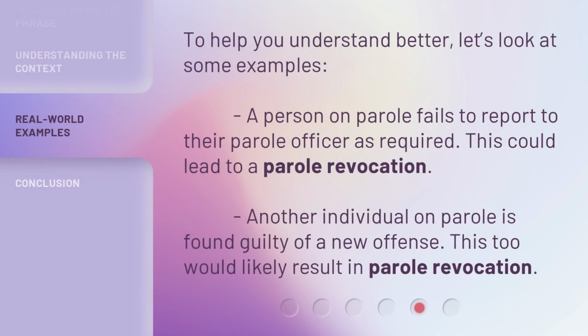To help you understand better, let's look at some examples. A person on parole fails to report to their parole officer as required. This could lead to a parole revocation. Another individual on parole is found guilty of a new offense. This too would likely result in parole revocation.